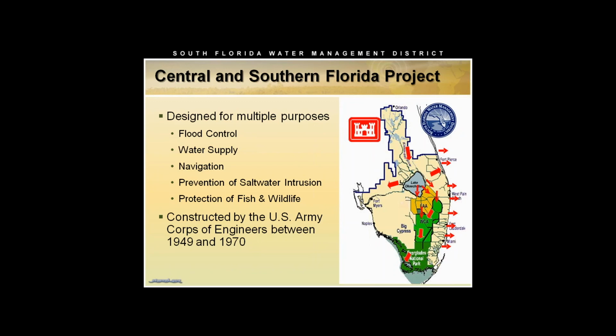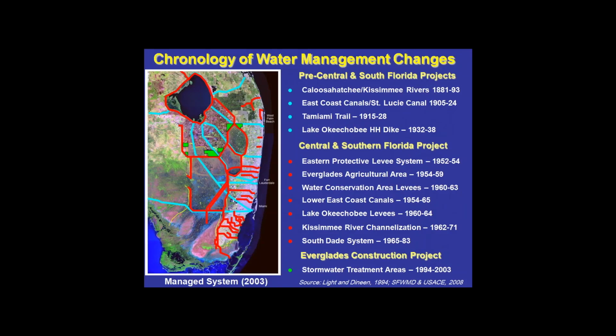It also included some additional drainage to move water along the East Coast, some conveyances to send more water out to the estuaries, and water control down to the south there. So this map pretty much shows a summary of everything that's occurred, starting back with the blue in the 1880s to 1930s, and then our more modern system is listed there in the red. That was part of the Central and Southern Florida project.